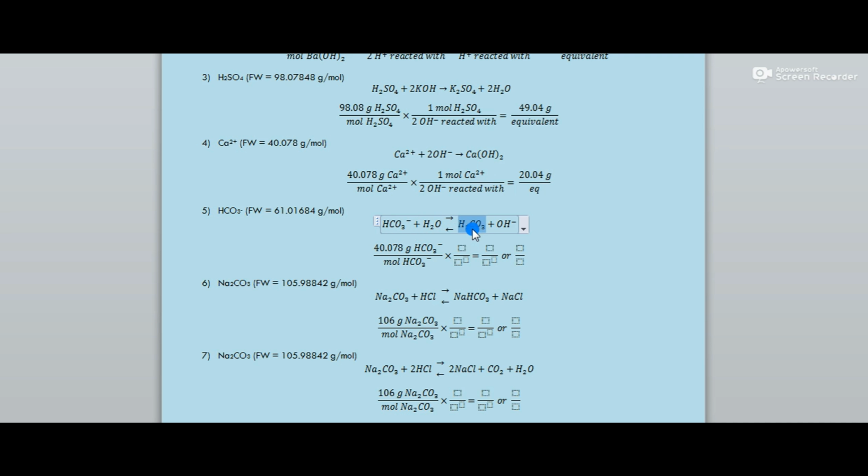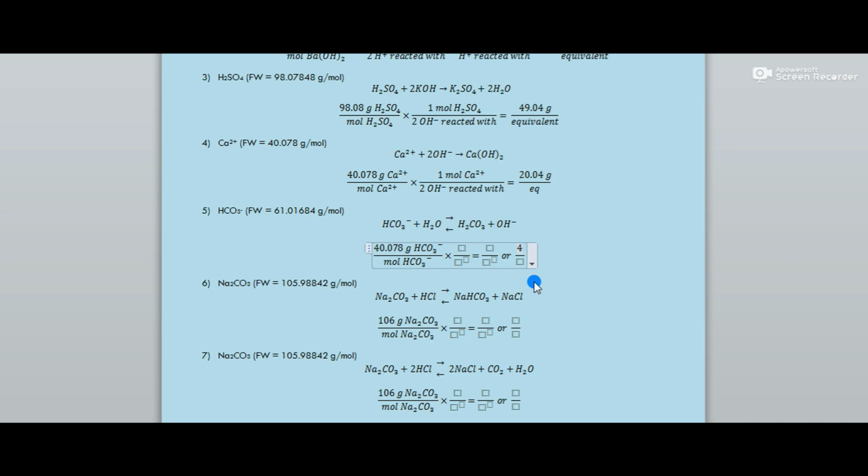carbonic acid. Okay, almost forgot. Hydrogen carbonate is a base, its conjugate acid is carbonic acid. So here, this is the base, its conjugate acid is water. So you can see here, this is a 1:1. So we can skip this. Okay, let's skip this part.